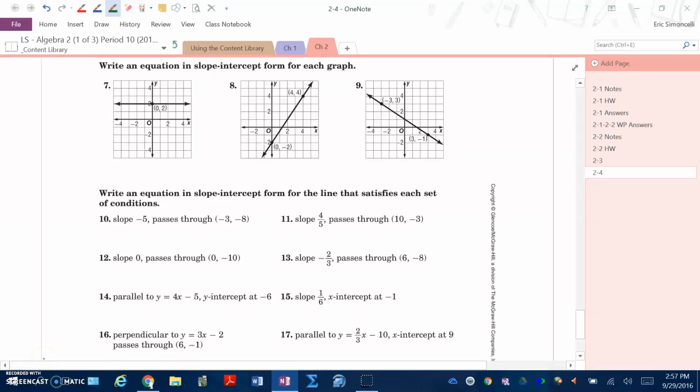Okay, class, let's continue our work with section 2.4. We're going to take a look at writing an equation in slope-intercept form for each graph. So for number 7, we're going to go ahead and take a look. The graph is already there for us.